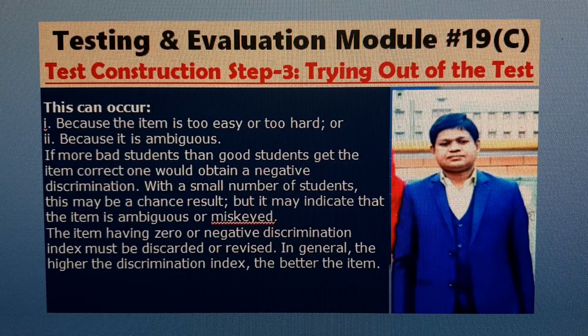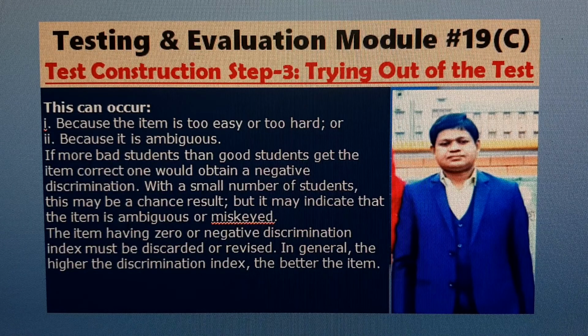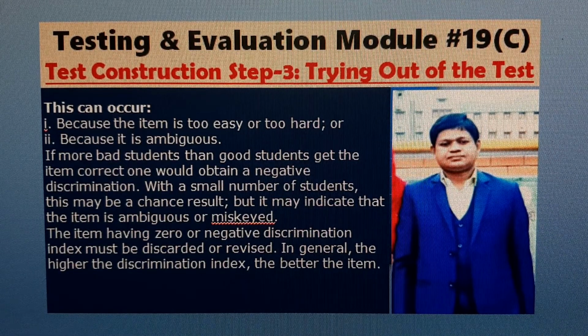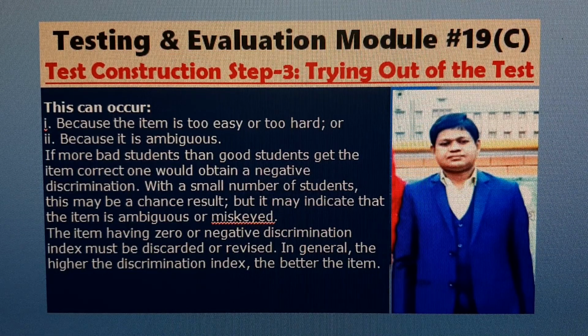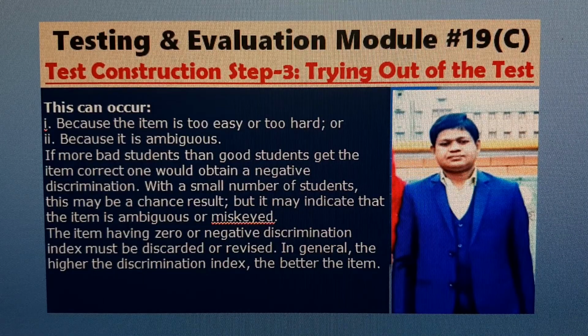If more bad students than good students get the item correct, one would obtain a negative discrimination. With a small number of students, this may be a chance result, but it may indicate that the item is ambiguous or miskeyed. The item having 0 to negative discrimination index must be discarded or revised. In general, the higher the discrimination index, the better the items.